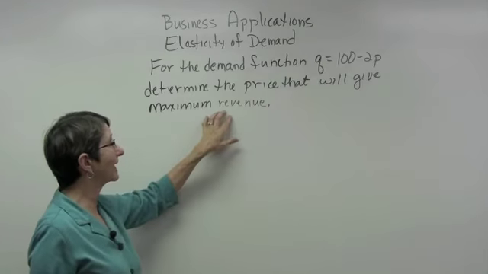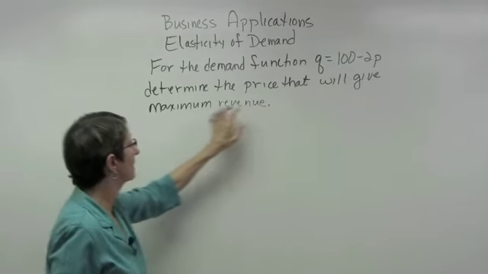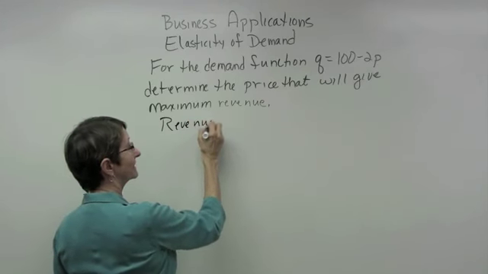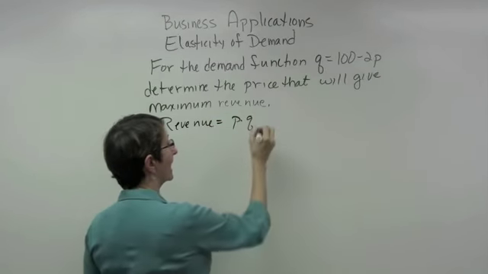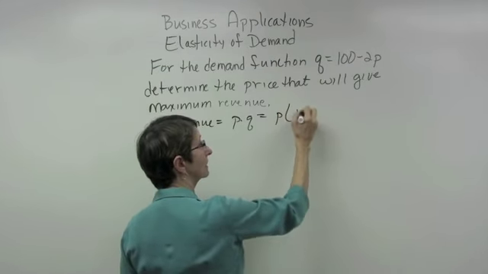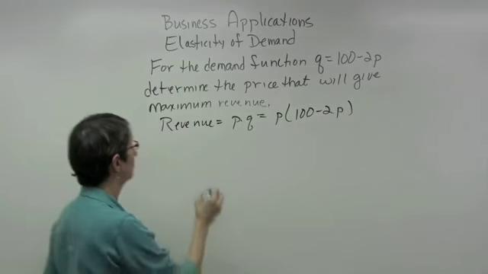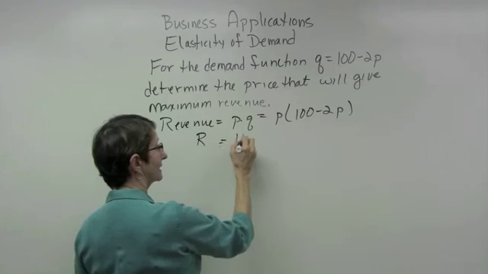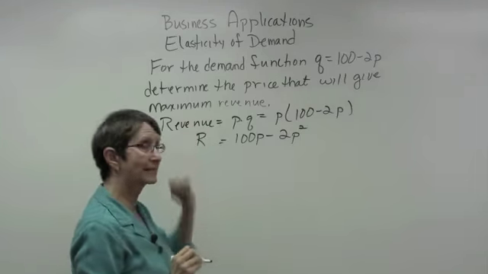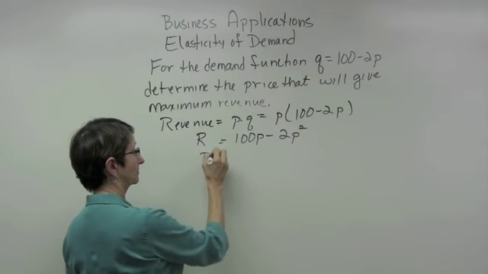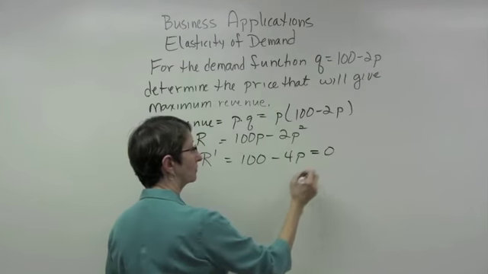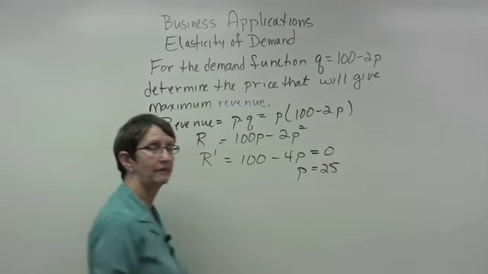Let's first just look at thinking, here's a demand function, find maximum revenue. So we need a revenue function. Revenue is equal to price times quantity. In this case, the quantity is the demand function. So this is P times 100 minus 2P. So revenue is 100P minus 2P squared. To find a maximum, you take the derivative: 100 minus 4P, and set it equal to 0. Doing that gives us P equal to 25.